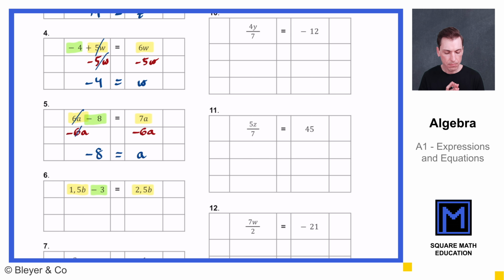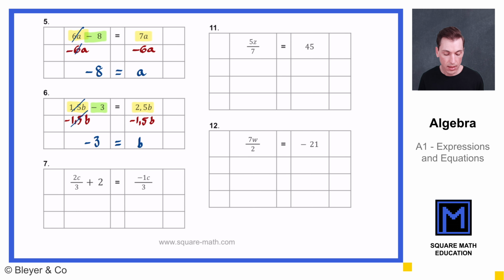We cannot combine them. They are different terms, so we need to undo. We're going to start by removing 1.5b from both sides of my equation. Minus 1.5 plus 1.5, they cancel out. We're going to have minus 3 equals 2.5 minus 1.5, which is just 1.0 or 1, and by now you know that 1b is just b.